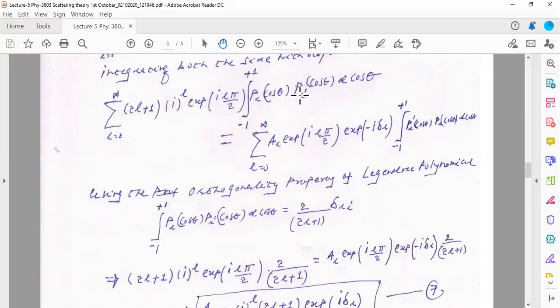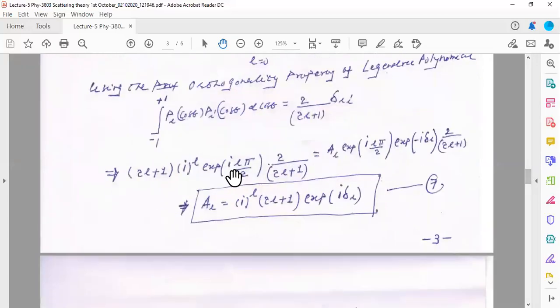So this is the orthogonality property of the Legendre function which we have used. And so I can write both the sides, and ultimately I can find it. You see that 2l plus 1 cancels on both the sides, and exponential of i l pi by 2 is cancelling on both the sides, and I get A_l, the amplitude of the wave. I calculated A_l. So A_l, the amplitude, is i to the power of l (2l plus 1) exponential of i delta_l, where delta_l is the phase shift.